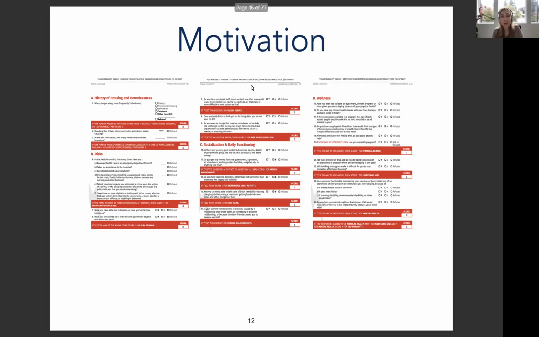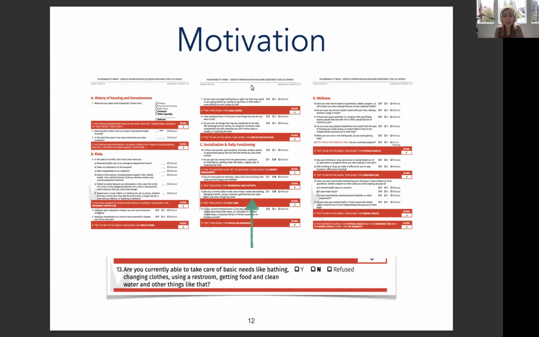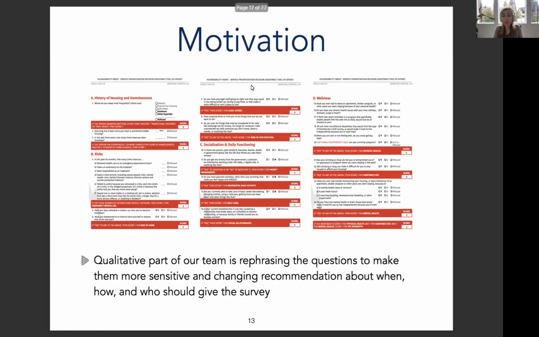And this question is not a one-off. I can zoom in on a different one. Here it says, are you currently able to take care of basic needs like bathing, changing clothes, using a restroom, getting food and clean water, and other things like that? These questions are also asked with good intentions, but they are very personal. Now, because the qualitative part of our team is going to try to rephrase and improve the administration of the tool and the phrasing of the questions, the expectation is that it may change how people respond. Maybe things are done in a better way by someone I have interacted with in the past, and perhaps I will be more comfortable sharing past experiences with them.